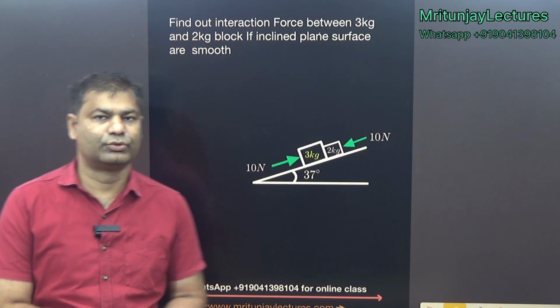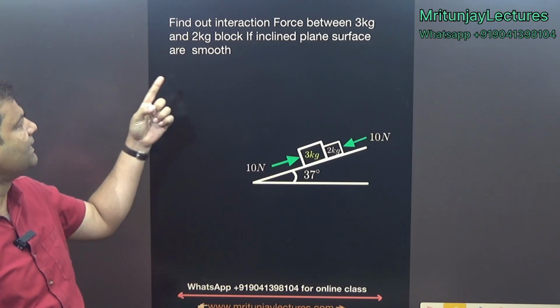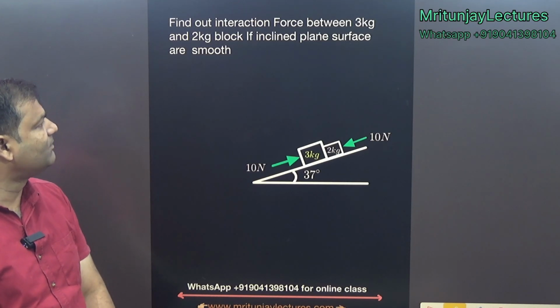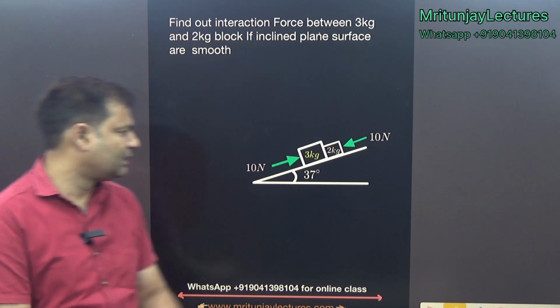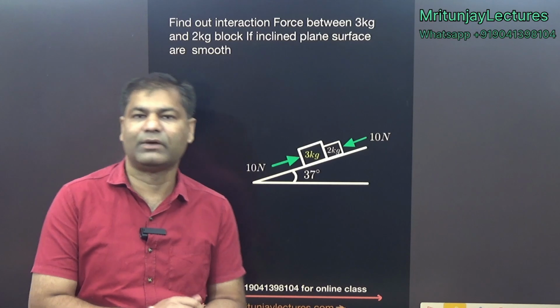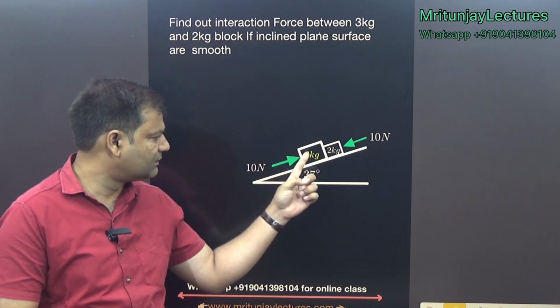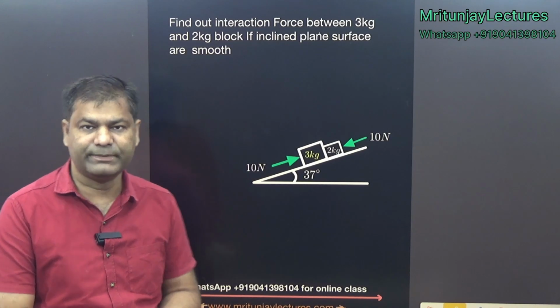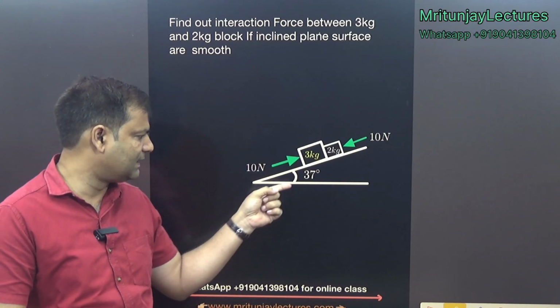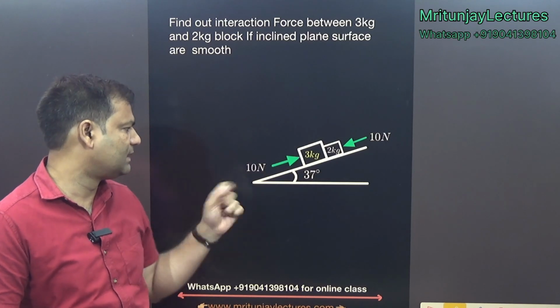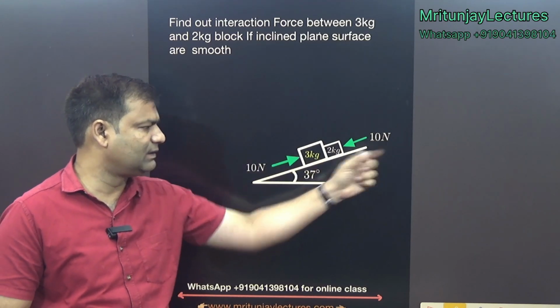Now, our motto, first of all, read the question. Find out the interaction force between the 3 kg and 2 kg block if the inclined plane surfaces are smooth. If the surfaces are smooth, then our motto is to determine the interaction force between the 3 kg and 2 kg block. The inclined angle is 37 degrees, and this one is an inclined plane, with 10 Newton here and 10 Newton here.